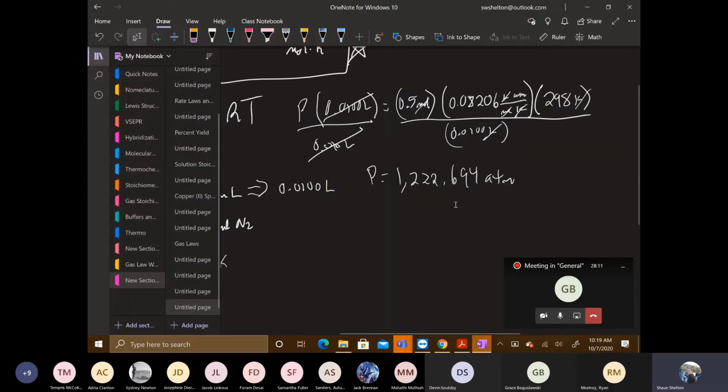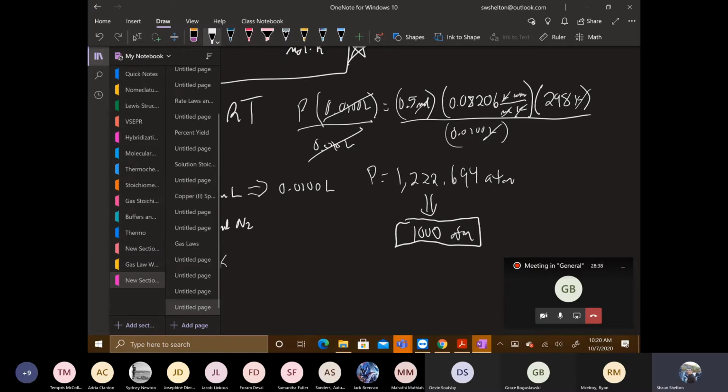What you could do here to make that 1 sig fig is round down to 1,000 atmospheres. I don't normally suggest doing that because you throw a lot of error into the number. 1,222 atmospheres is a whole lot more atmosphere, so there's a big difference between that and 1,000.